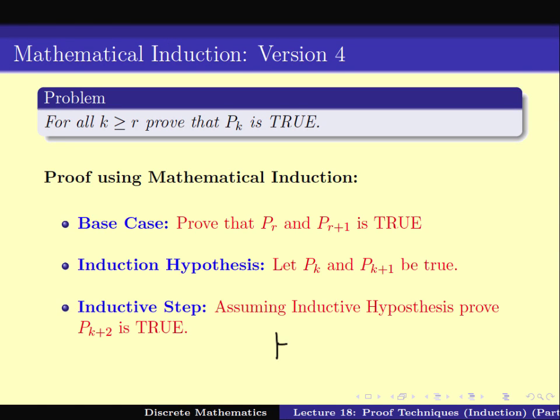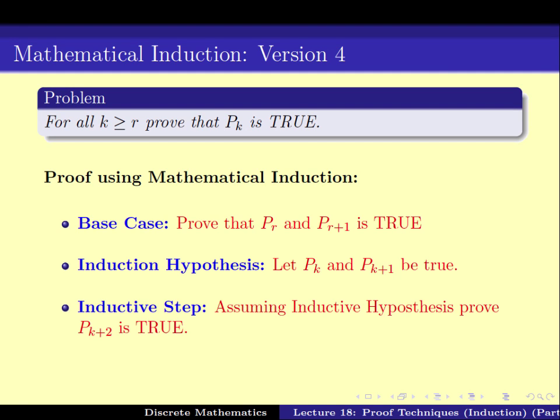Let's try to see how we can ensure that. So if this is r and this is r plus 1, the base case says that we know how to prove Pr and Pr plus 1. The induction hypothesis says that, since I know Pr and Pr plus 1, I will be knowing Pr plus 2. Now again, since I know Pr plus 1 and Pr plus 2, I will be knowing Pr plus 3, and so on. Thus, continuing this way, we would be able to prove Pk for all k greater than or equal to r. So this is also a valid induction hypothesis.